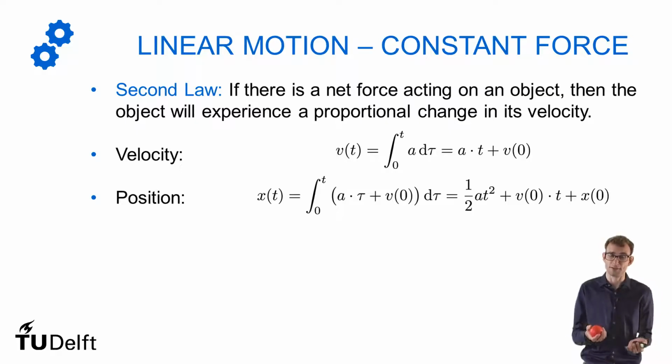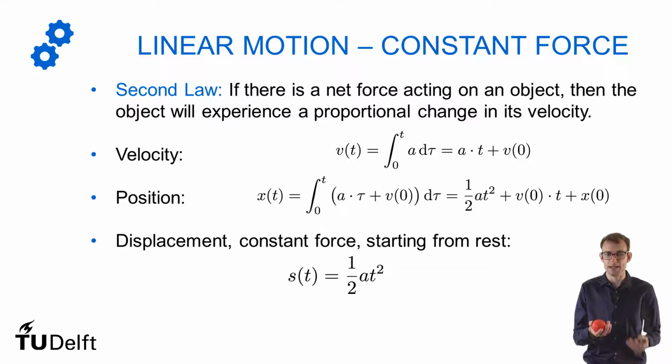Specifically, if we start with zero velocity and at zero position, let's put the origin in my hand, right? Then the displacement is simply going to be a half a t squared.